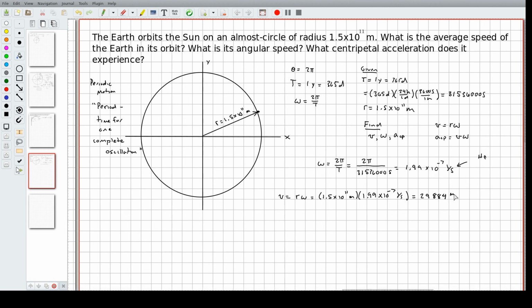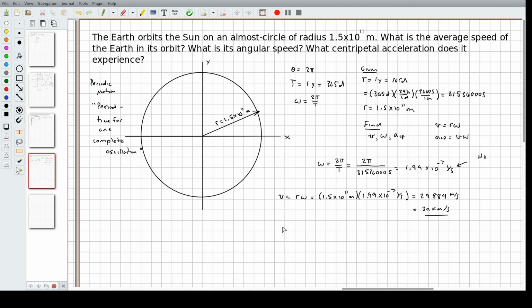29,884 meters per second, or, keeping to 2 sig figs, 30 kilometers per second. That's how fast the Earth goes around the sun. Now, what centripetal acceleration does it experience?